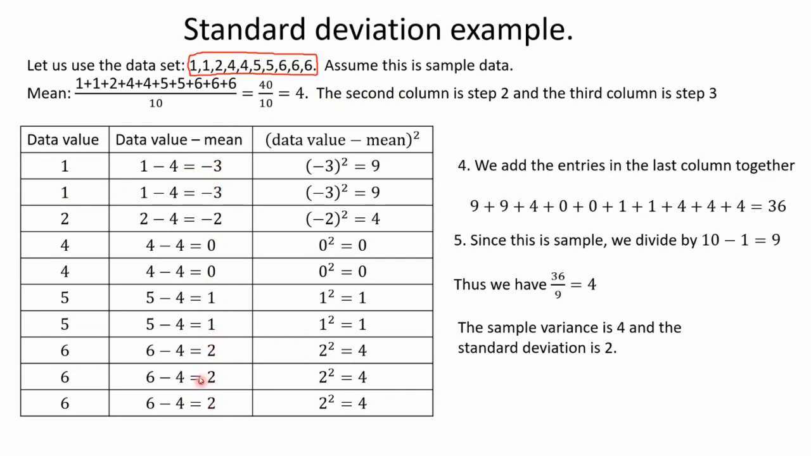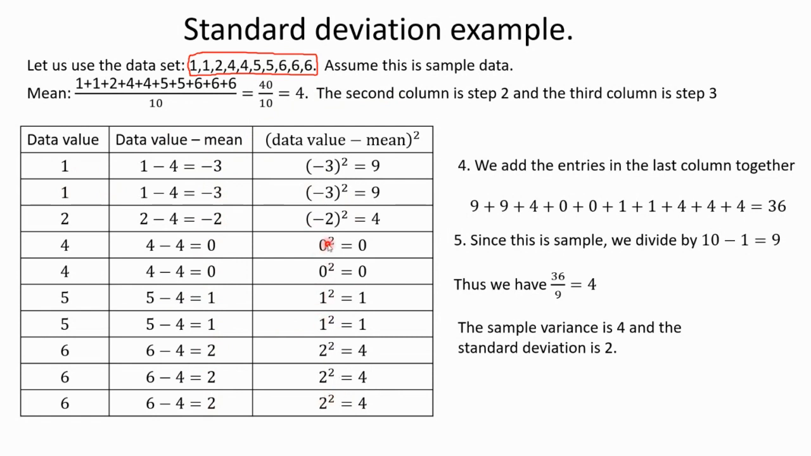This is step 2. This step is step 3. We're squaring each of these differences. So we have minus 3 squared, as you can see, right?